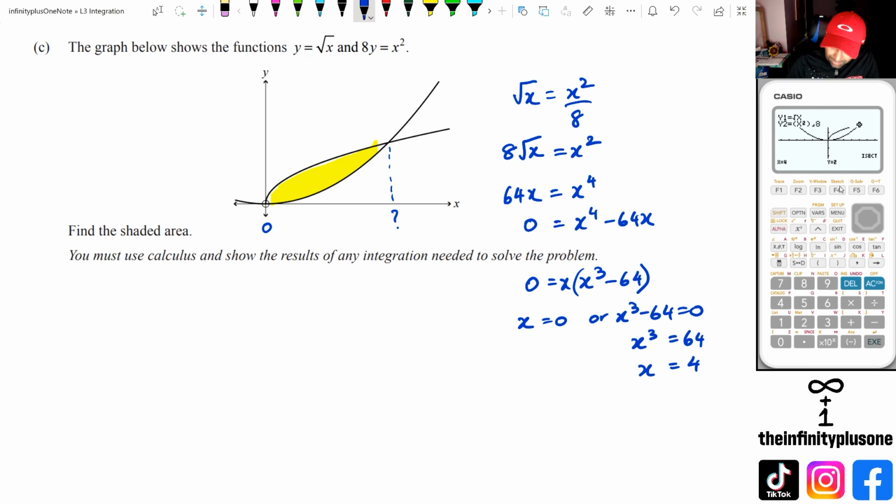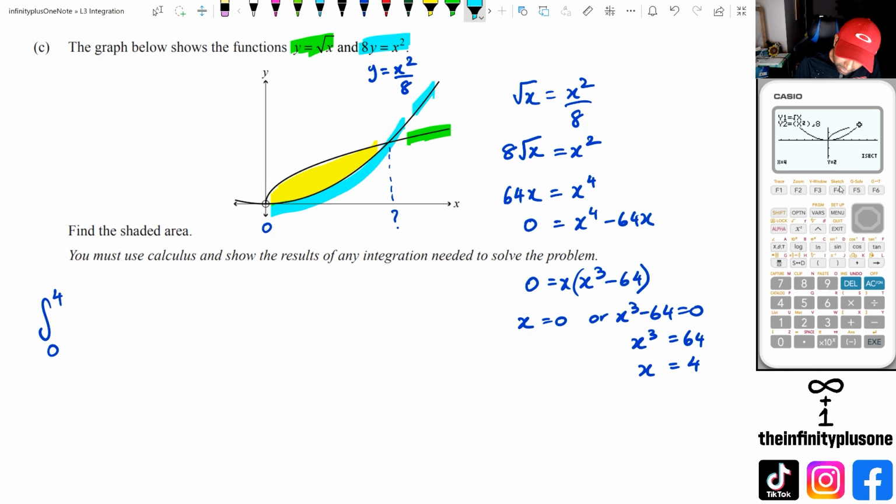By the way, I just realized I missed one important step there, which is rearranging this as y equals x squared over 8, then actually putting both of those equations equal to each other. All right, now as I said to you, you can actually get these points from the graphics calculator, and so when we do that, we're going to get it between 4 and 0, and it's going to be the top graph minus the bottom graph. Now the top one is square root of x, and the bottom one is going to be 8y equals x squared. So we've got square root of x minus x squared over 8 dx.